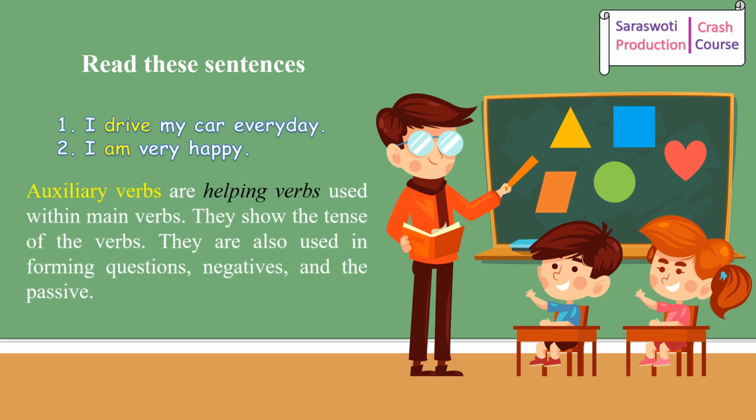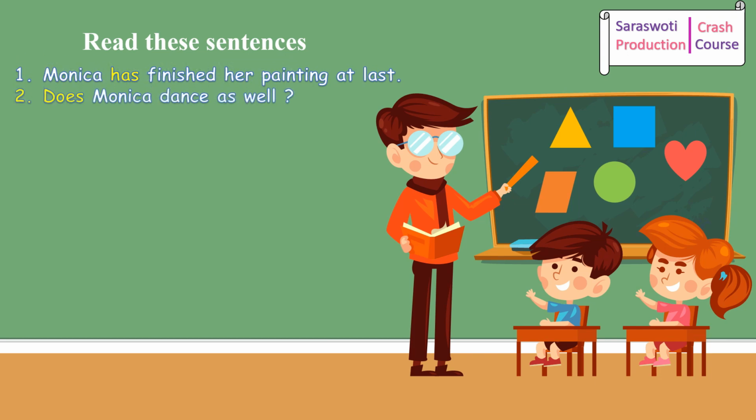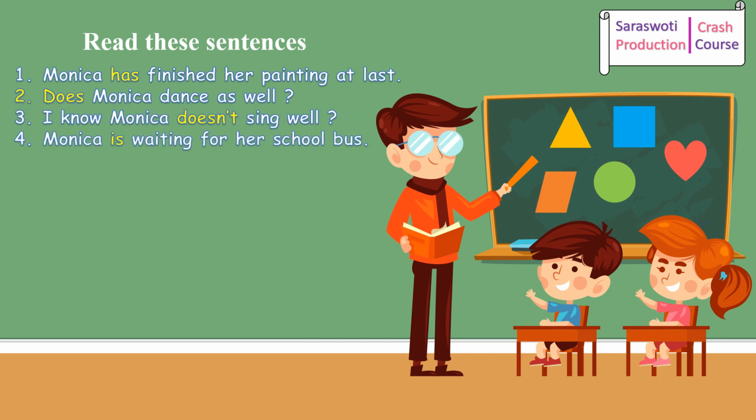Auxiliary verbs are helping verbs used with main verbs. They show the tense of the verbs. They're also used in forming questions, negatives, and the passive. Read the sentences. Monica has finished her painting at last. Does Monica dance as well? I know Monica doesn't sing well. Monica is waiting for her school bus.